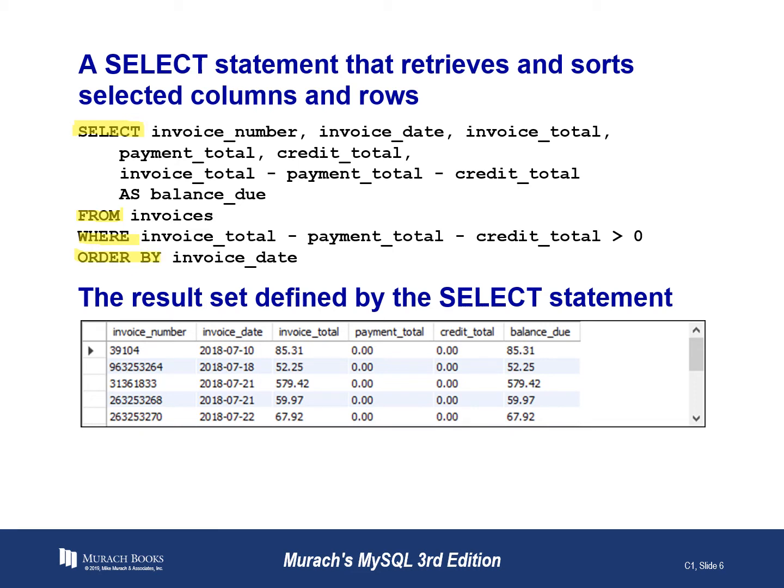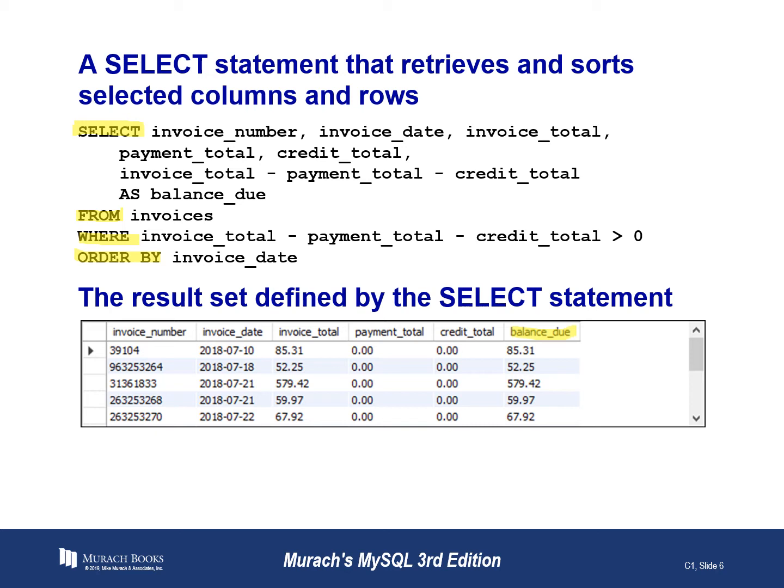The SELECT part is going to specify all the things that we want to display. So here we have invoice number as one, invoice date. Some of the things are calculations, for example, invoice total minus payment total minus credit total. So you can do arithmetic calculations like that. And then we are using AS, which creates an alias, balance due. This column does not really exist in the table, but we can add it here as balance due, based upon the invoice total, payment total, and credit total calculation.